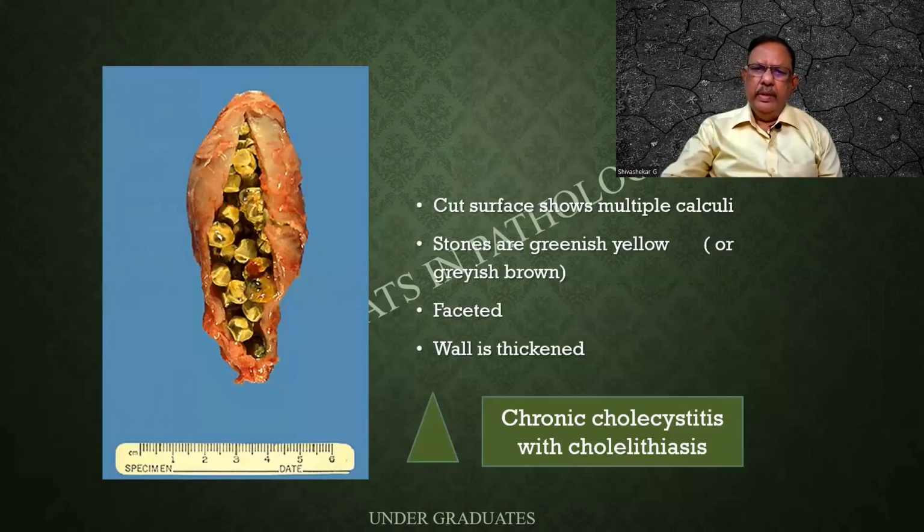Again, another specimen. The cut surface shows multiple calculi. It is filling the entire gallbladder. The stones are greenish yellow. Look at the change in the color over here. Or grayish brown, as in the previous case. They are faceted because of friction. The wall is thickened. This is the wall. This is the external surface. This is the wall. The internal mucosa is not visible in this picture. So the wall is thickened. You can mention how many millimeters it is.